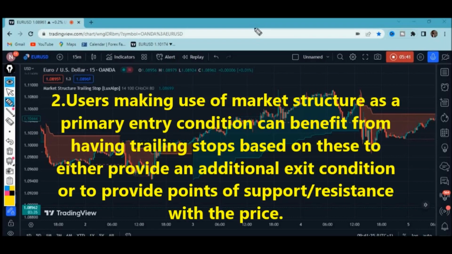Let's go to usage number two. Users making use of market structure as a primary entry condition can benefit from having trailing stops to either provide an additional exit condition or to provide points of support and resistance with the price.